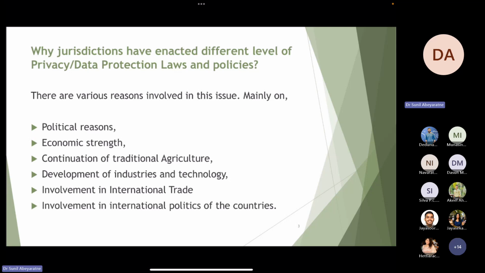The involvement of countries in international politics is also important. Or due to some international pressure, some governments are under obligation. They are forced to introduce laws relevant to privacy policies or data protection. So you can see that various reasons are involved. That's why you can't find a uniform set of privacy policies or a uniform data protection law available to all jurisdictions in the world. Jurisdiction to jurisdiction, the situation is different.